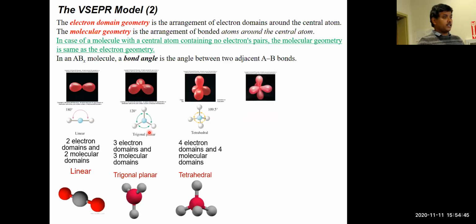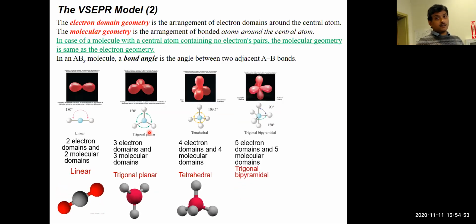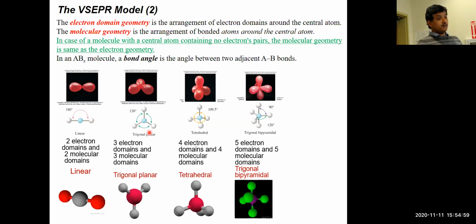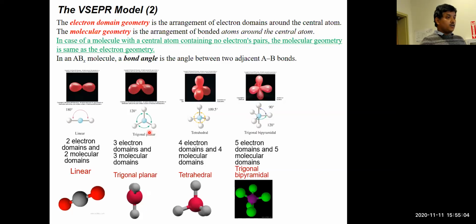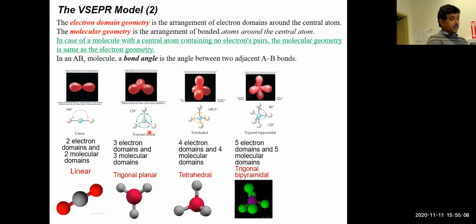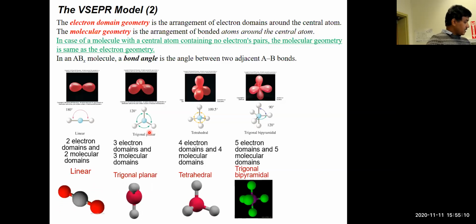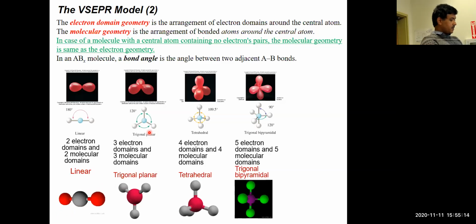Let's look into two more examples. Here, when your central atom is connected to 5 electron domains, and when these 5 electron domains are also molecular domains, or in other words, atoms, the shape is going to be a trigonal bipyramidal. So what is trigonal bipyramidal is you have one more atom at the bottom here. I kind of don't really have a model for it, trigonal bipyramidal.